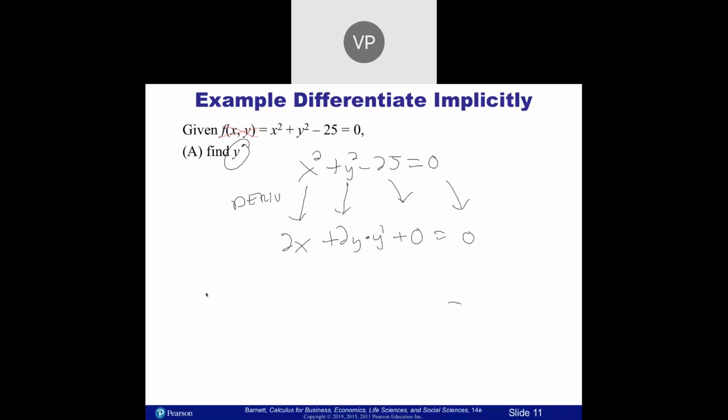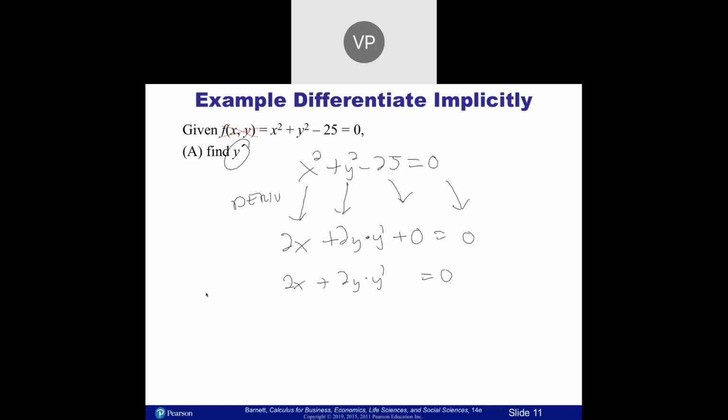So that's the only difference in what we're doing. Other than that, everything is a normal derivative. All these derivatives are the same. So what we're left with is 2x plus 2y times y prime equals 0. And at this point, our job is to get the y prime by itself.